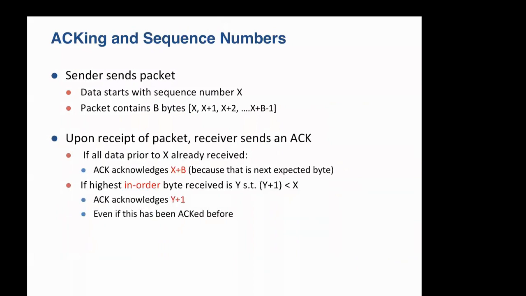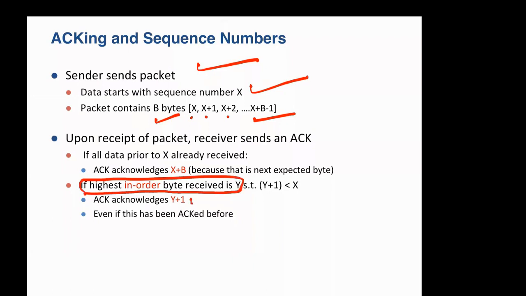So the sender sends a packet and the data starts with sequence number X, and the packet contains B bytes, so it will be X, X plus 1, X plus 2, up to X plus B minus 1. Now when it is received, the receiver will send an acknowledgement. It is not necessarily for the last byte it has received. Up to what bytes it has received properly, it will send the acknowledgement. So if it has received in order bytes up to byte number y, then it will send the acknowledgement as y plus 1. It means that everything before this has been received.